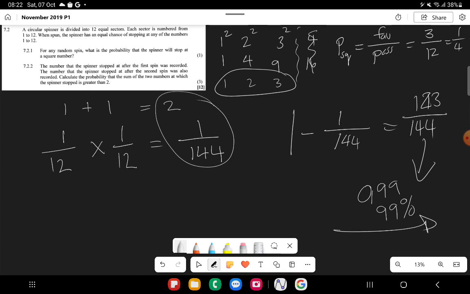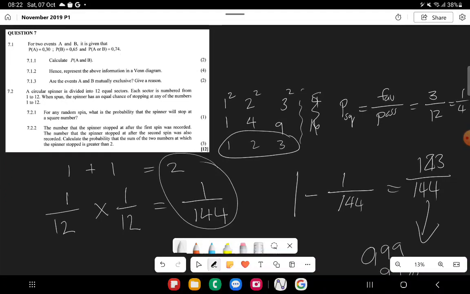And that's your answer. So this is the end of question paper 1. The last question was question number 7. I hope this helped you.